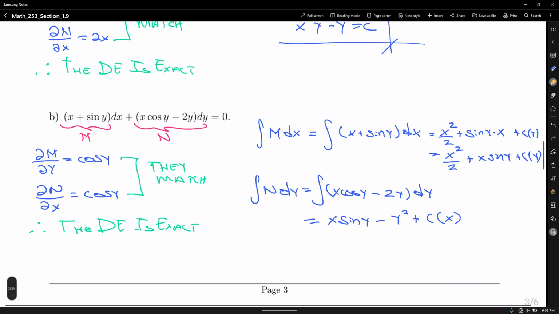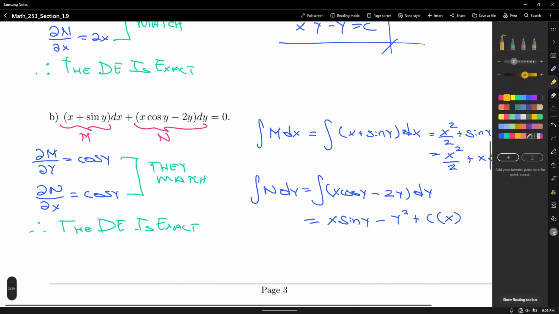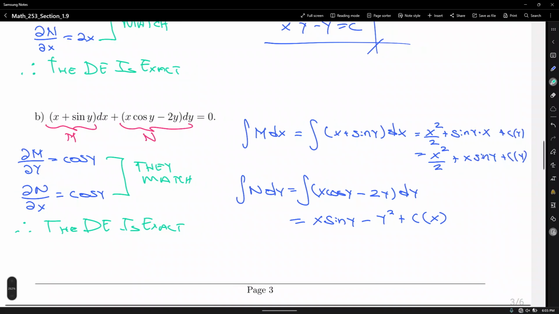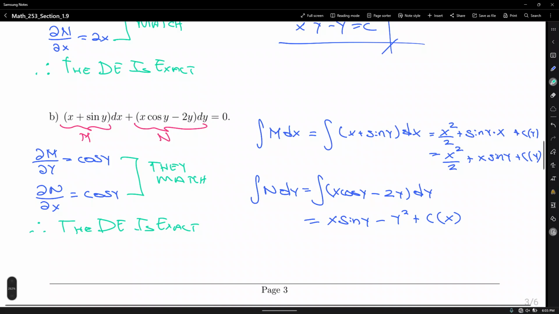But I'm just going to keep writing them just in case. Okay, so let's highlight every single term we have. I see an x squared over 2. Do you see another x squared over 2? Looks like that's the only one.